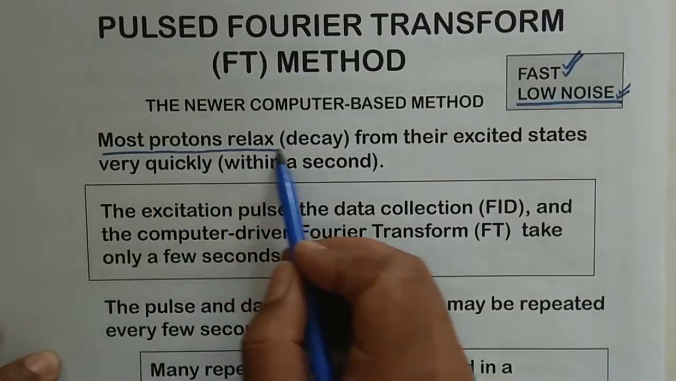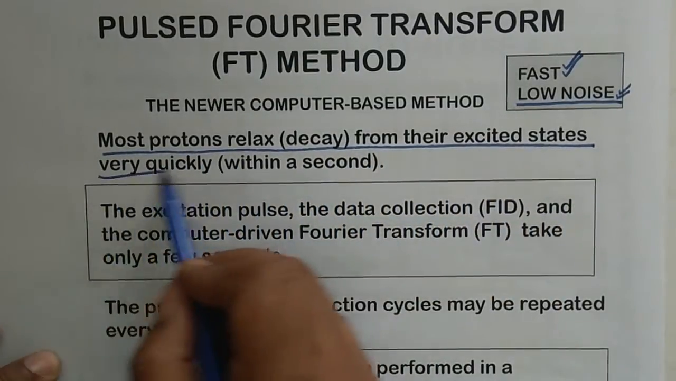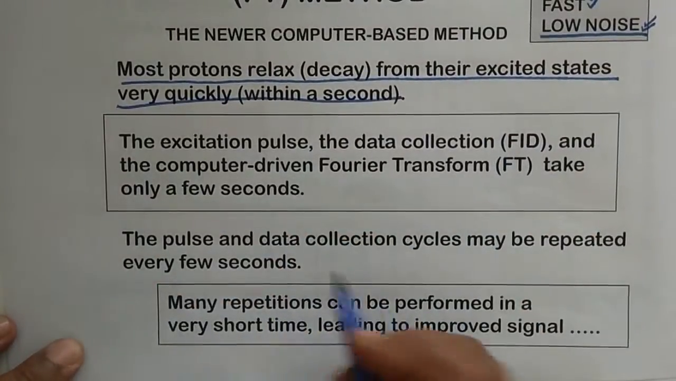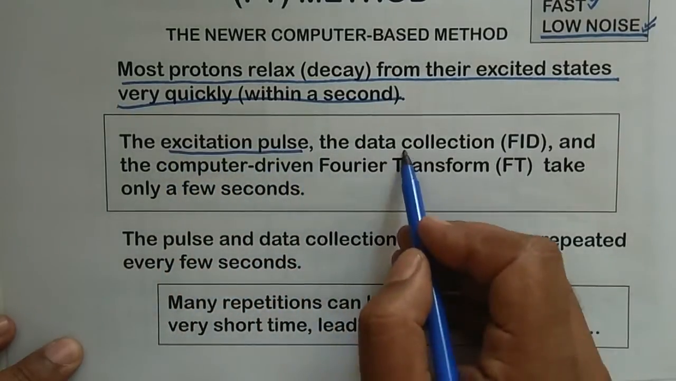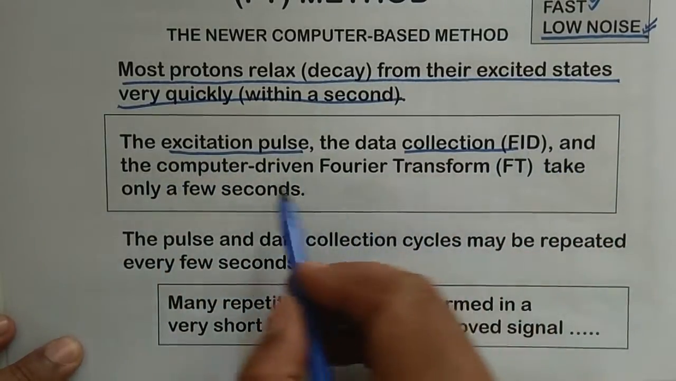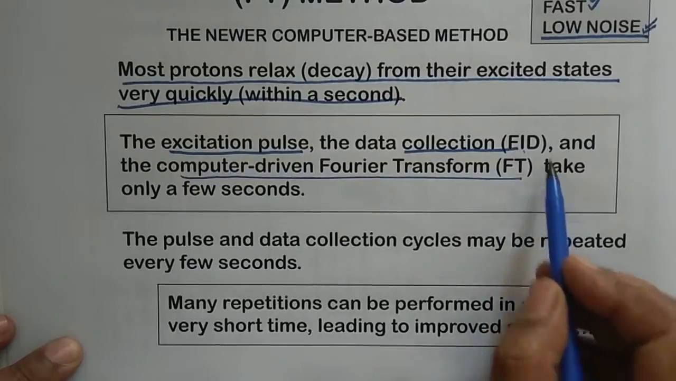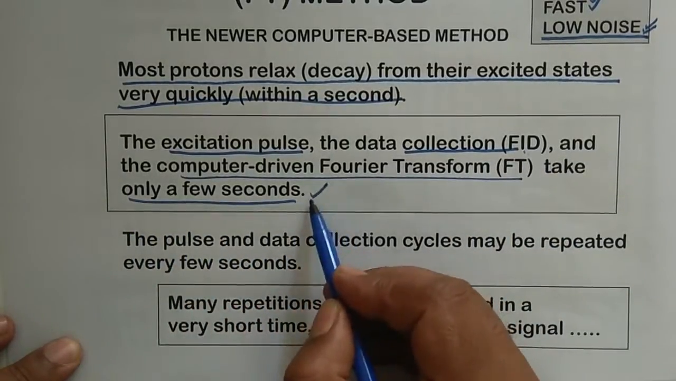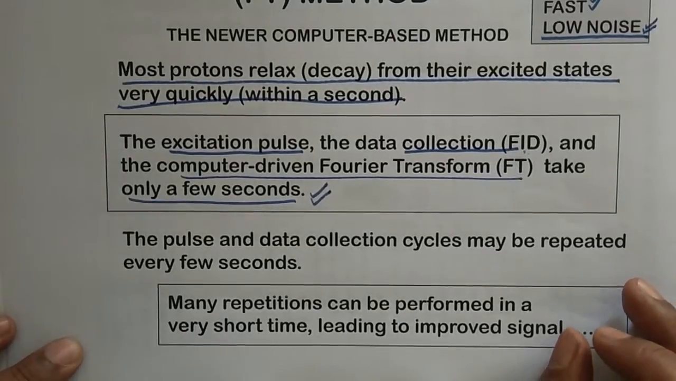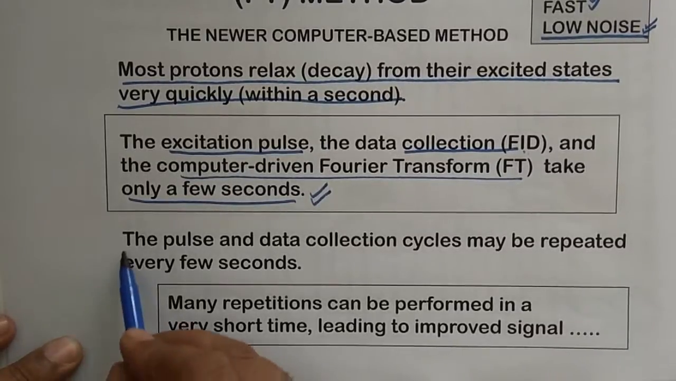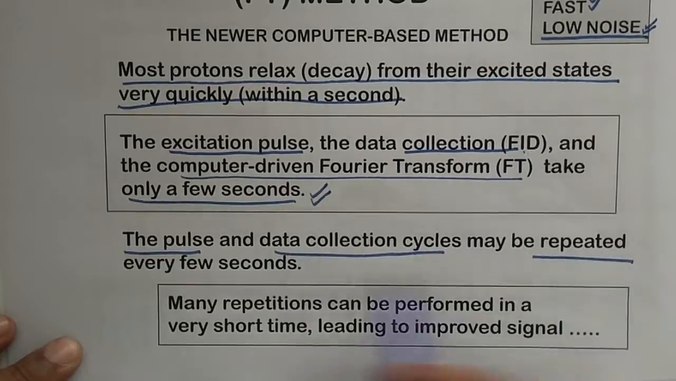Most protons relax or decay from their excited state very quickly, within a second, so it will take very little time. And the whole process, the excitation pulse, the data collection, that is the FID, and the transformation of this FID into the NMR spectrum, that means through FT, all these processes take very little time, a few seconds. That means you can plot a spectrum for a molecule within a few seconds when compared to your continuous wave NMR method, where you actually required minutes to plot a single spectrum, right? The pulse data collection cycles may be repeated every few seconds.